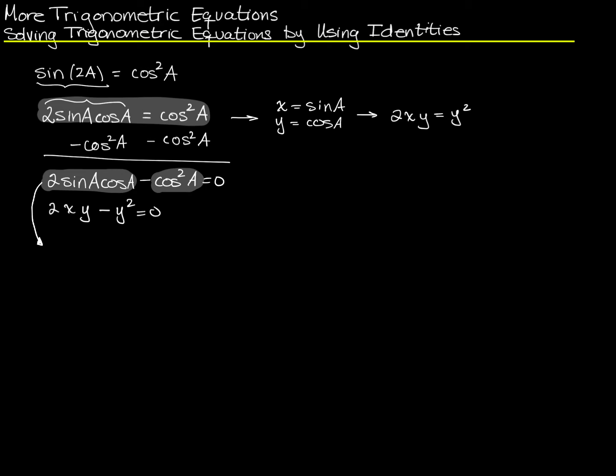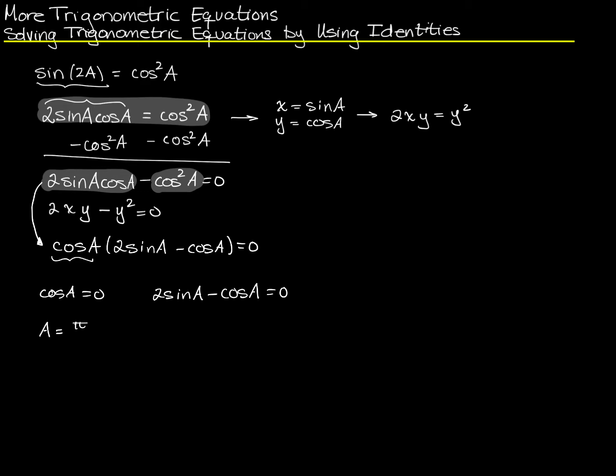I can see that what both of these terms have in common is a cosine. So I'll factor out cosine of a, and what I'm left with is 2 times the sine of a minus the cosine of a. That still equals 0. So now I have either that the cosine of a equals 0, or that 2 times the sine of a minus the cosine of a equals 0. If the cosine of a is equal to 0, then a has to be pi over 2, or a has to be 3 pi over 2.